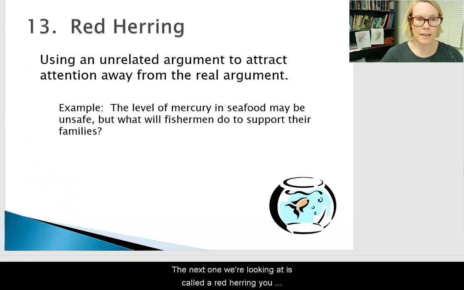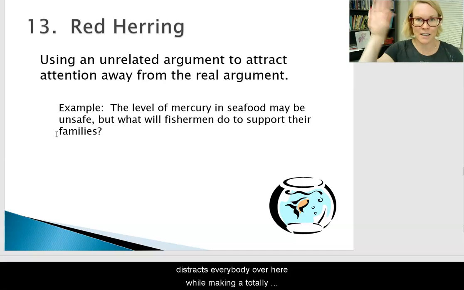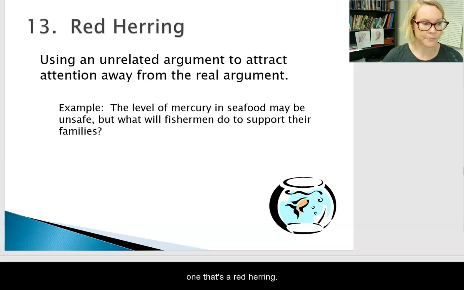The next one we're looking at is called a red herring. You can think of a red herring as a distractor. That is, a red herring is using an unrelated argument to attract attention away from the real argument. In this example, somebody's trying to avoid talking about the level of mercury in seafood. And so they say the level of mercury in seafood may be unsafe. But what will fishermen do to support their families, right? So it changes the topic, distracts everybody over here while making a totally different argument and not responding to the original one. That's a red herring.